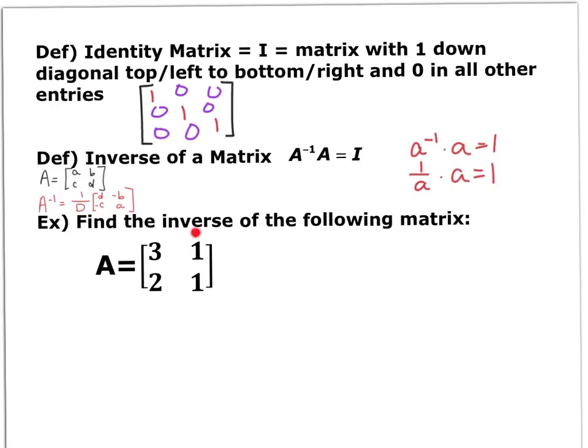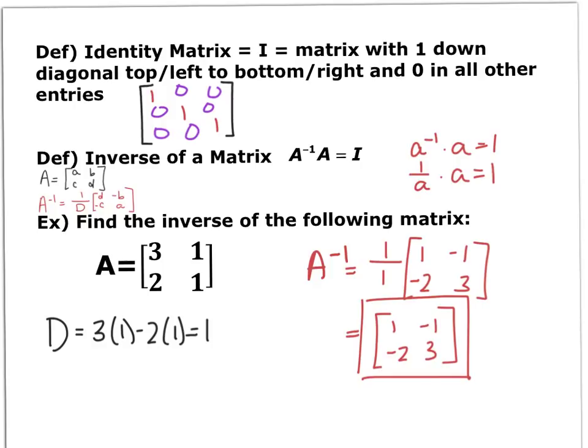Now let's find the inverse of this matrix A. First, go ahead and pause the video and find the determinant of matrix A. You should end up with a determinant of 1. You get 3 minus 2, so that equals 1. Now go ahead and use this determinant to find the inverse of matrix A.